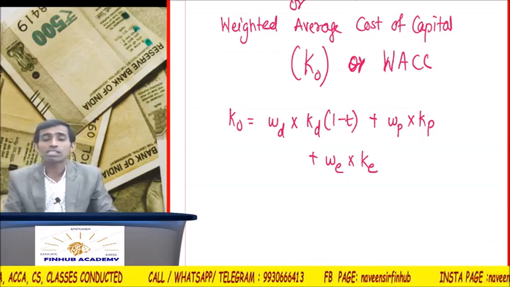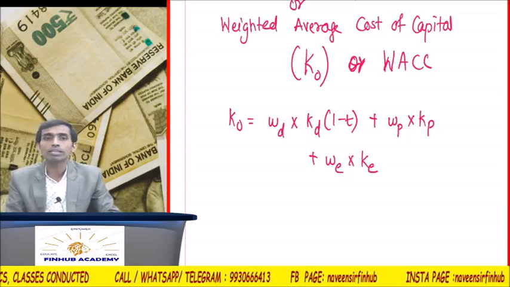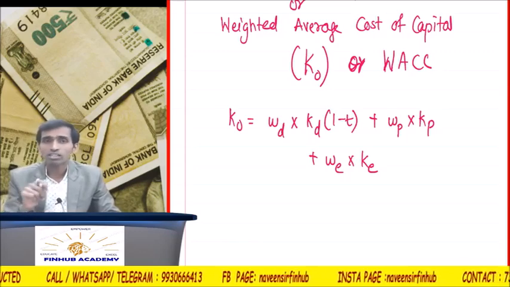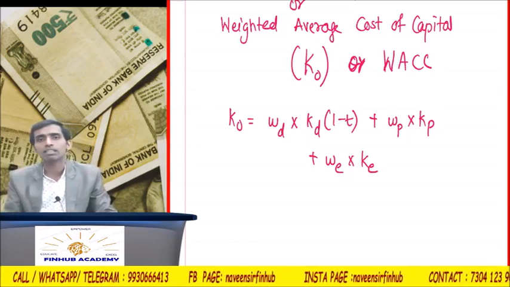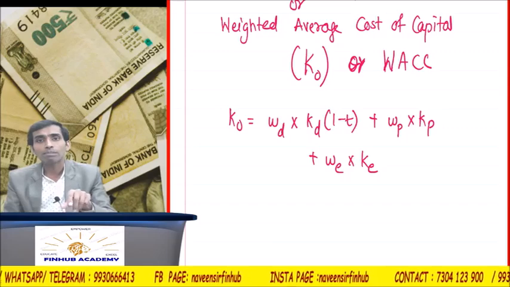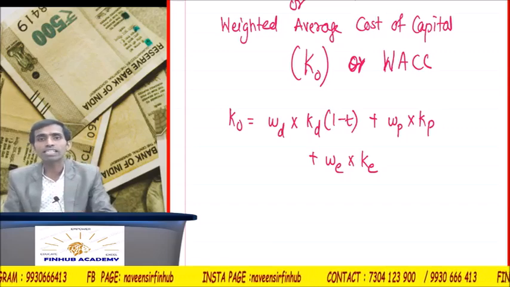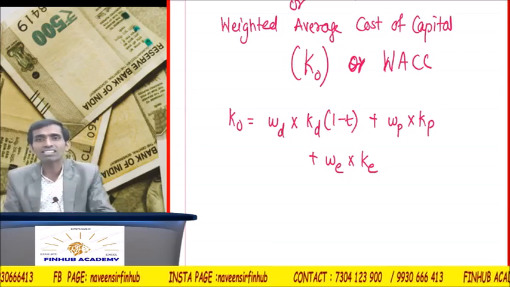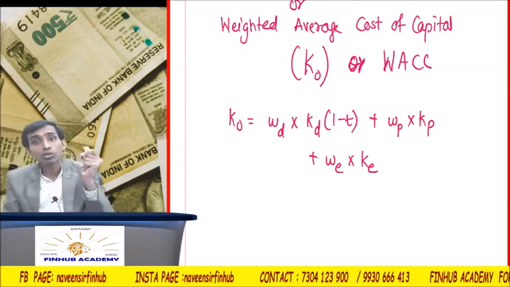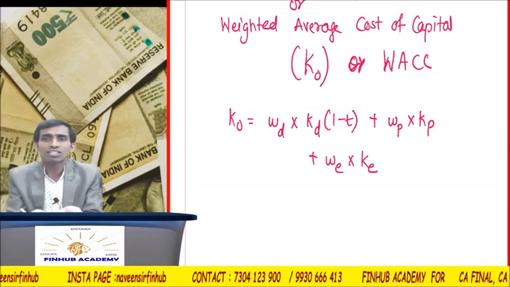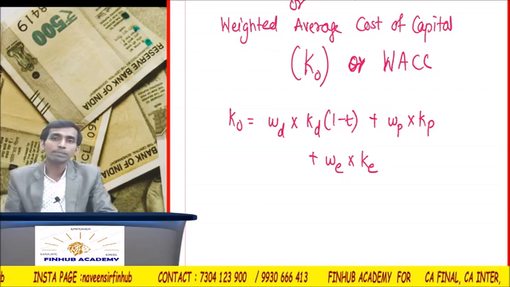In the exam, what happens? I am not going to solve sums with this formula; I will be making a table. But in the exam, for 5 marks they might give you the weight of debt is this much, cost of debt before tax is this much. Directly they will give. Now you have to check whether it is before tax Kd or after tax. If it is after tax, no need to multiply with 1 minus T.